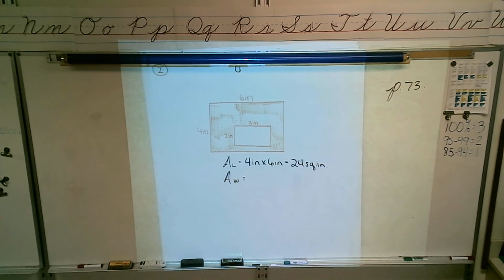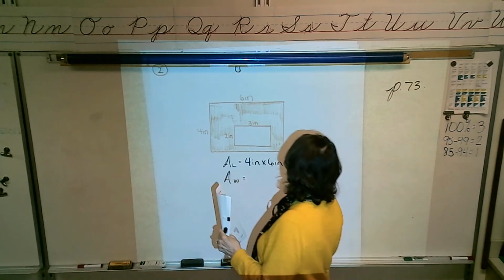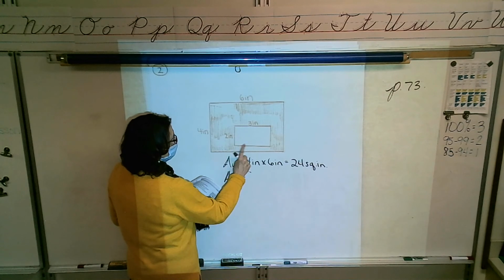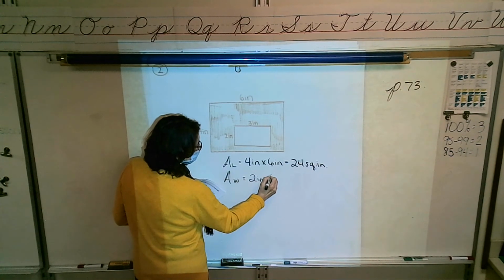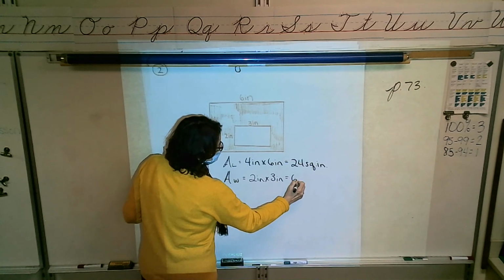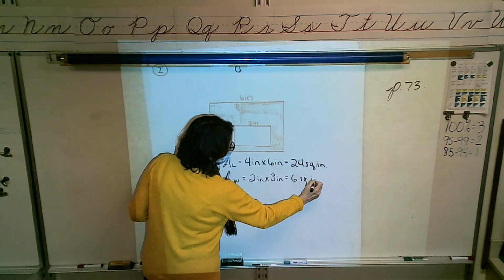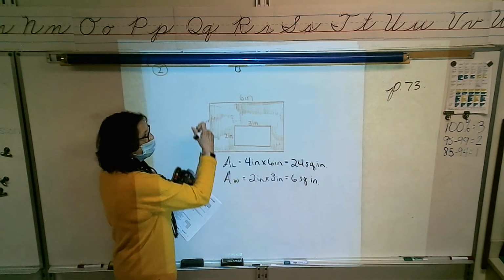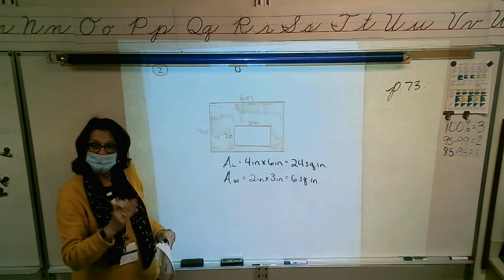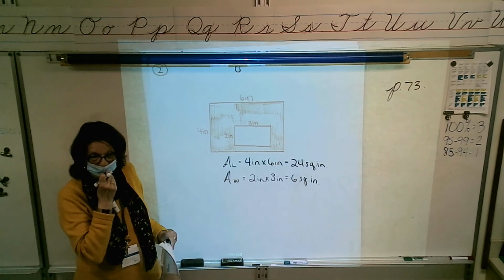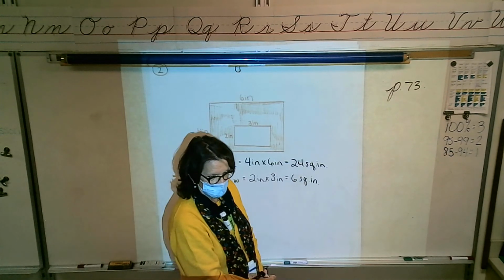All right, so I saw several people for the area of the white rectangle. This is the white rectangle. The side lengths are 2 inches and 3 inches. So they took 2 inches and they multiplied by 3 inches and they got 6 square inches. All right, if the whole thing is 24 and this is 6, go ahead and write the number sentence to find just the shaded part. What will you do to find just the shaded part?